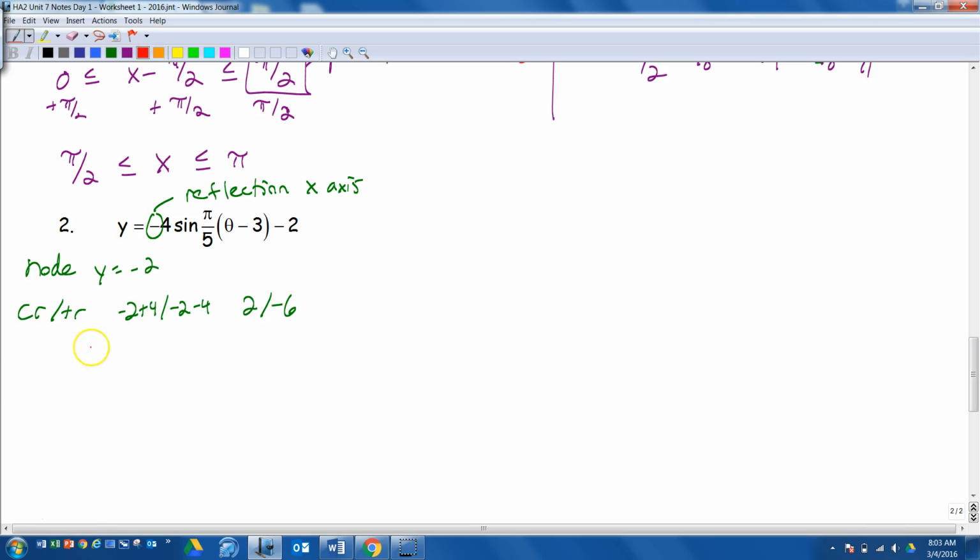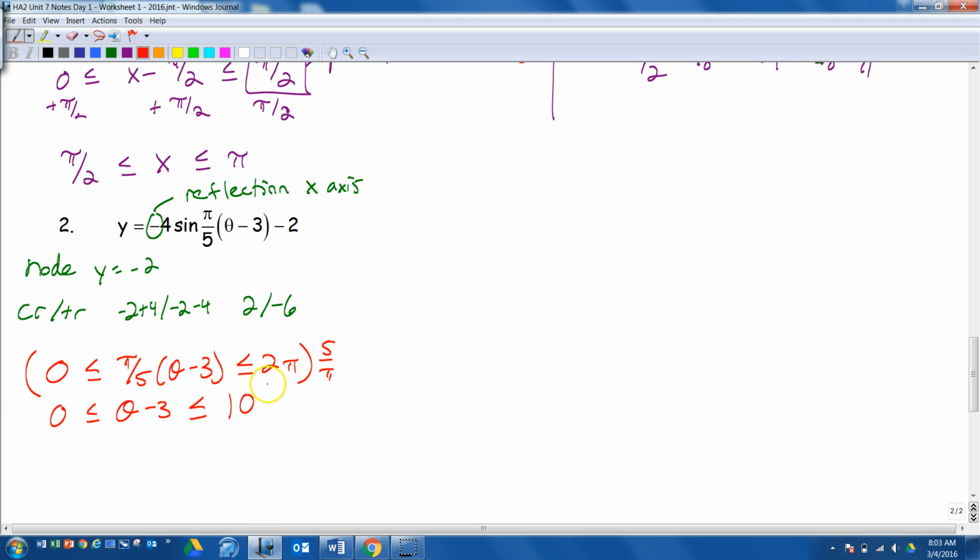Now I solve for the middle piece. We set in between 0 and 2 pi, just because that's normally the period of a sine curve. Just so you know, if this was in degrees, we would say we were between 0 and 360. Alright, I multiply by 5 over pi because I want to get rid of the pi over 5. So I get 0, theta minus 3. 5 times 2 is 10, and the pi's cancel, so it's just 10 radians.